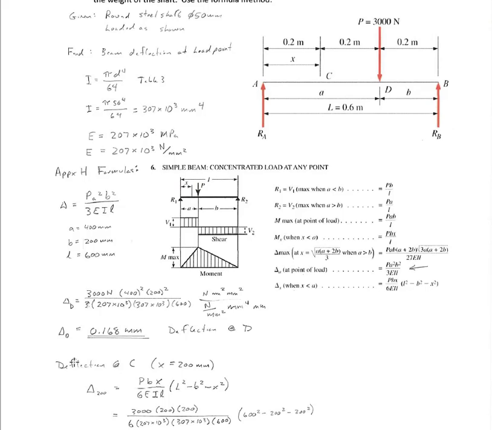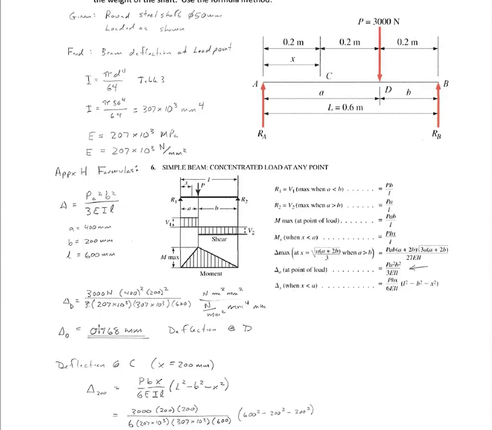So now I have everything I need. So I'm going to substitute everything in here, and I get a deflection of 0.168 millimeters for deflection at D. Now they want the deflection at point C.